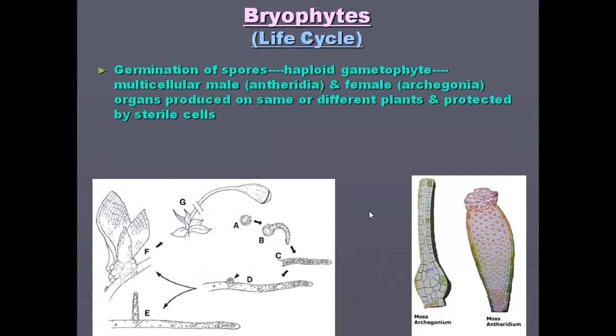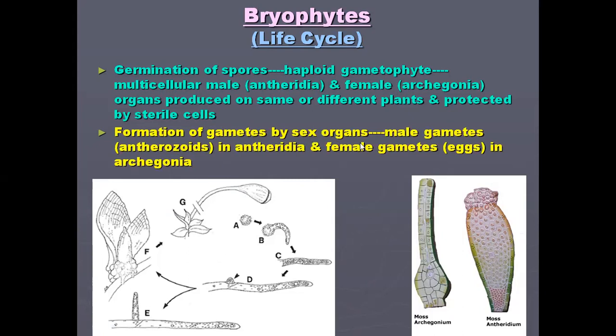In bryophytes, the germination of the spores gives rise to the haploid gametophyte. Multicellular male antheridia and multicellular female archegonia are organs that are produced on the same plant, which is monoecious, or on different plants, which is called dioecious. They are protected by sterile hair, known as paraphysis.